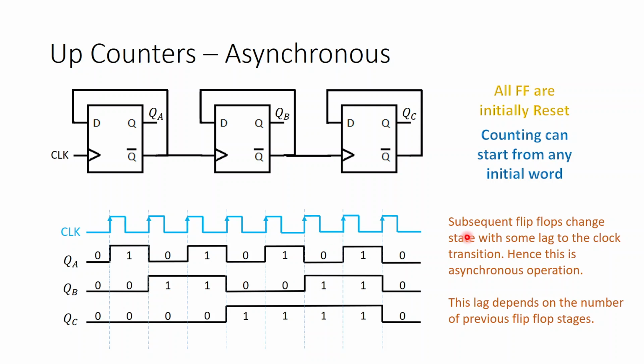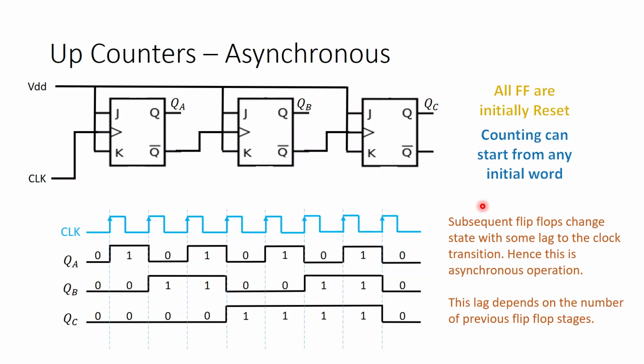Another thing is important to note, that there is some lag in the clock transition. Hence this is asynchronous operation. What is the lag? The lag of QC will depend on how many flip-flops are before QC. So at any stage, the lag in the output with respect to the clock change depends on how many flip-flops are there before this particular flip-flop stage. So this is the up counting operation in asynchronous mode.